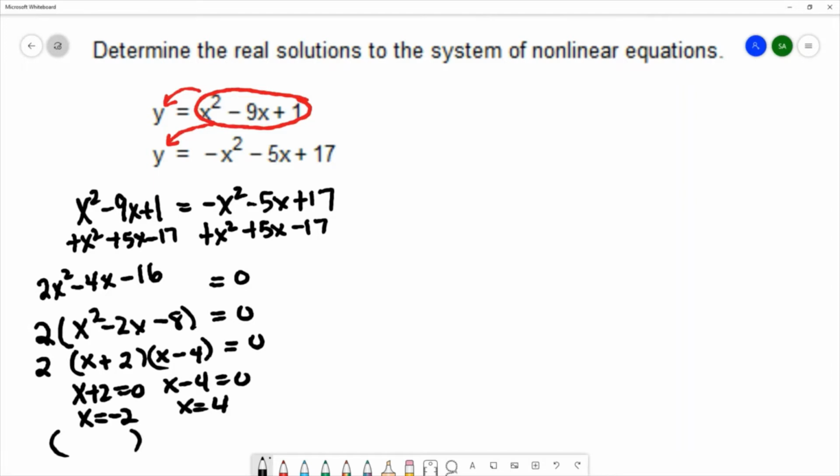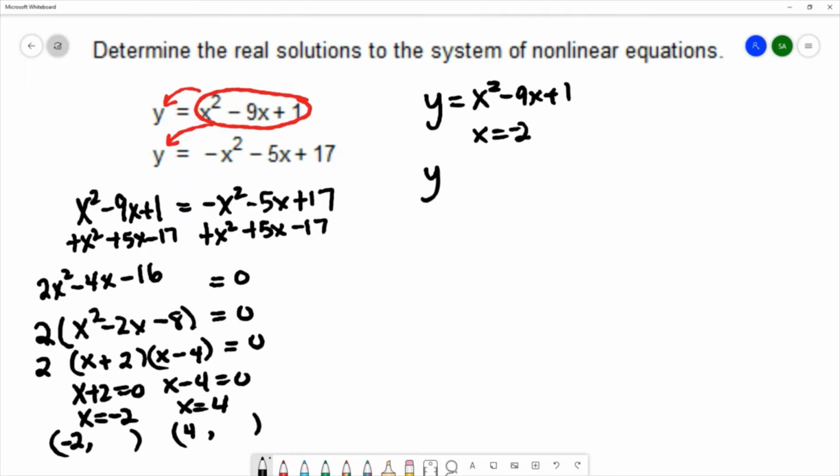Now, solutions to systems are typically ordered pairs, and we have x coordinates for these two sets of ordered pairs, and I need to find the y coordinate. So I'll use that first equation, y equals x squared minus 9x plus 1, with x equal to negative 2 to find the y coordinate.